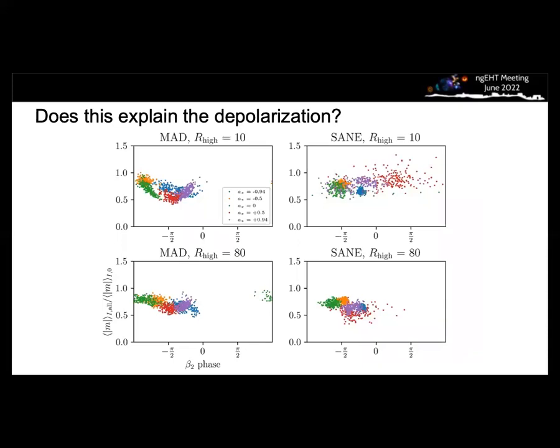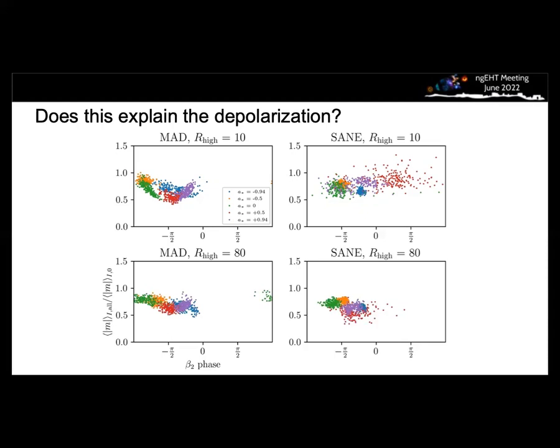So does this explain the depolarization that Alejandro saw? The signature to look for is that the fractional polarization in the region of the subring, which is what we're plotting here, divided by the fractional polarization in the same region, just in the n equals zero image, does this decrease in a sort of U shape, essentially decreasing sinusoidally with respect to the beta two phase. So you expect a U shape if this is sensitive to the spiral canceling, and you expect a flat line if it's not.